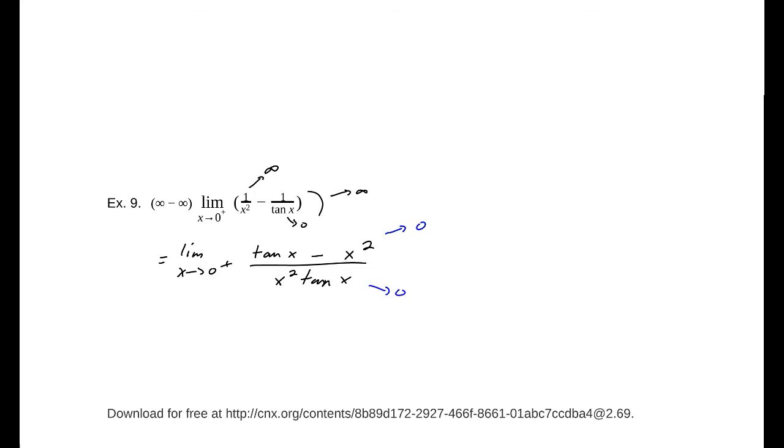Number 9. This one is going to be an infinity minus infinity case. The limit as x approaches 0 is 1 over x squared minus 1 over tan x. Well, 1 over tangent is going to infinity as x approaches 0, because tangent is going to 0. Same thing here, this is going to infinity. So let's first see if we can algebraically manipulate this. If we get a common denominator, this would be tangent x minus x squared over x squared tangent x. If we examine this, this is going to 0 over 0. So L'Hopital's rule now applies.